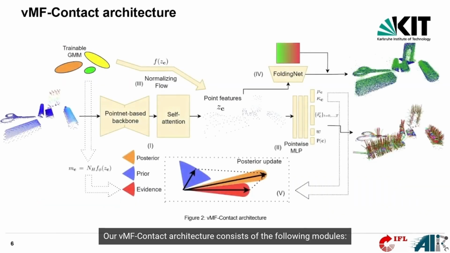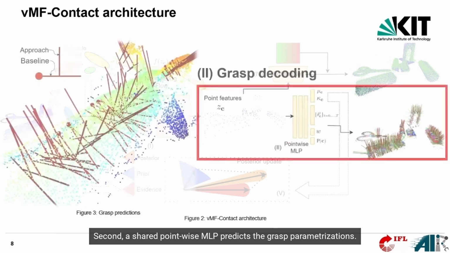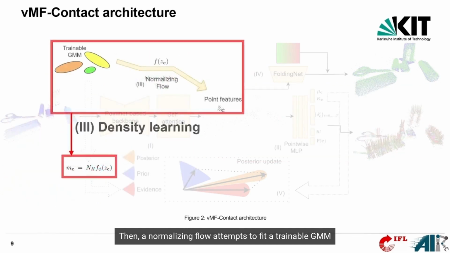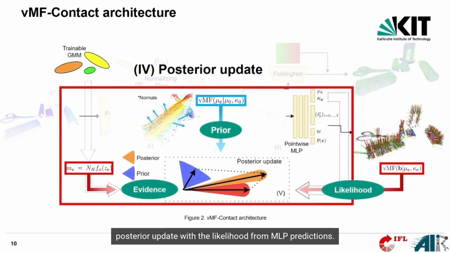Our vMF-Contact architecture consists of the following modules. First, the raw point clouds from a single camera view go through the PointNet-based backbone, giving the point features ZC. Second, a shared point-wise MLP predicts the grasp parametrizations. Then, a normalizing flow attempts to fit a trainable GMM to the point features, providing evidence predictions MC. Finally, the evidence serves the posterior update with the likelihood from MLP predictions.